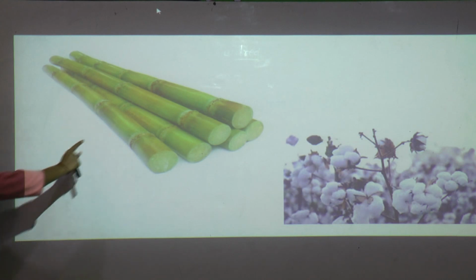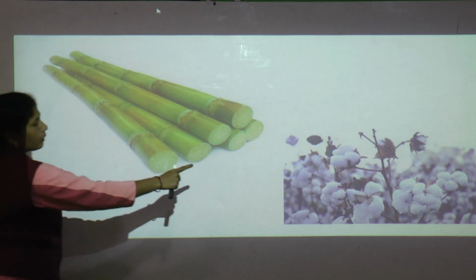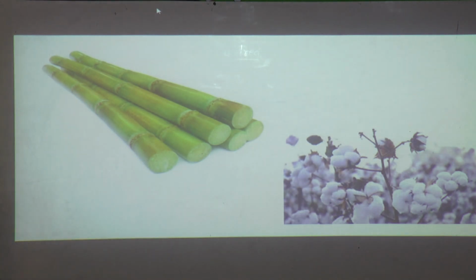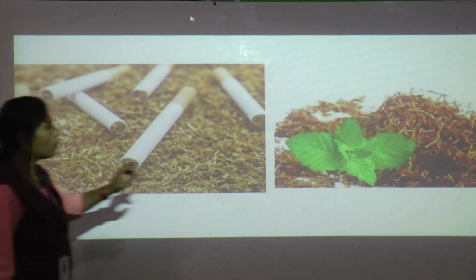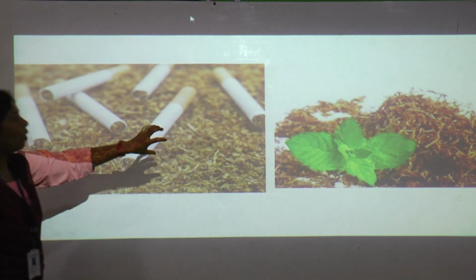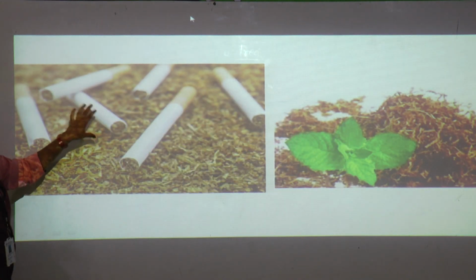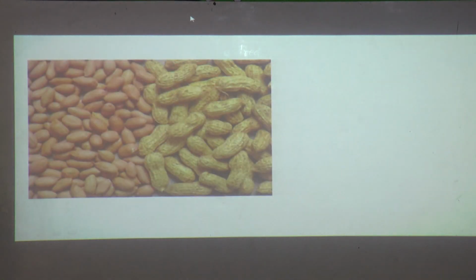And what is this? Yes, it is sugarcane. And this? Yes, that is correct, cotton. And this? Tobacco. The tobacco plant looks like this, and from that it is crushed and made into things like cigarettes. This is a groundnut, which mothers use in cooking, and we often eat it like that also.